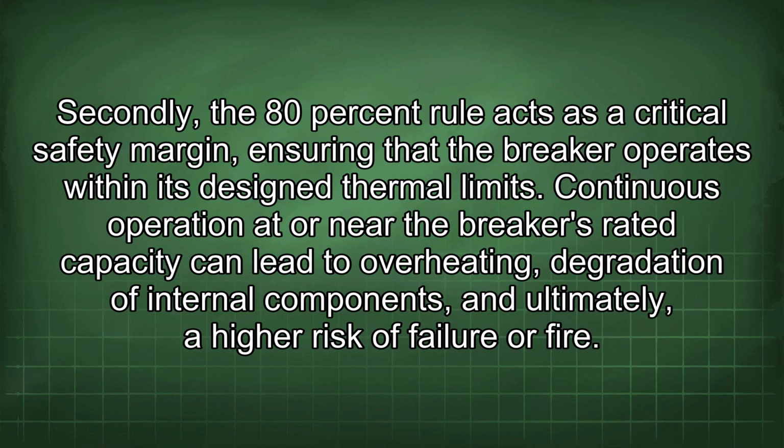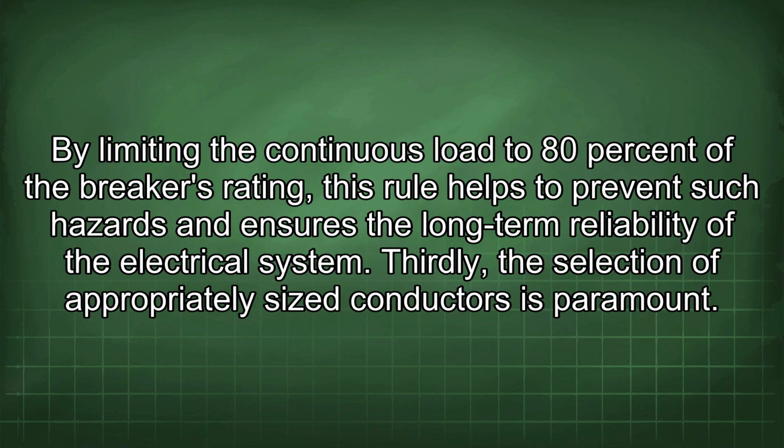Secondly, the 80% rule acts as a critical safety margin, ensuring that the breaker operates within its design thermal limits. Continuous operation at or near the breaker's rated capacity can lead to overheating, degradation of internal components, and ultimately, a higher risk of failure or fire. By limiting the continuous load to 80% of the breaker's rating, this rule helps to prevent such hazards and ensures the long-term reliability of the electrical system.